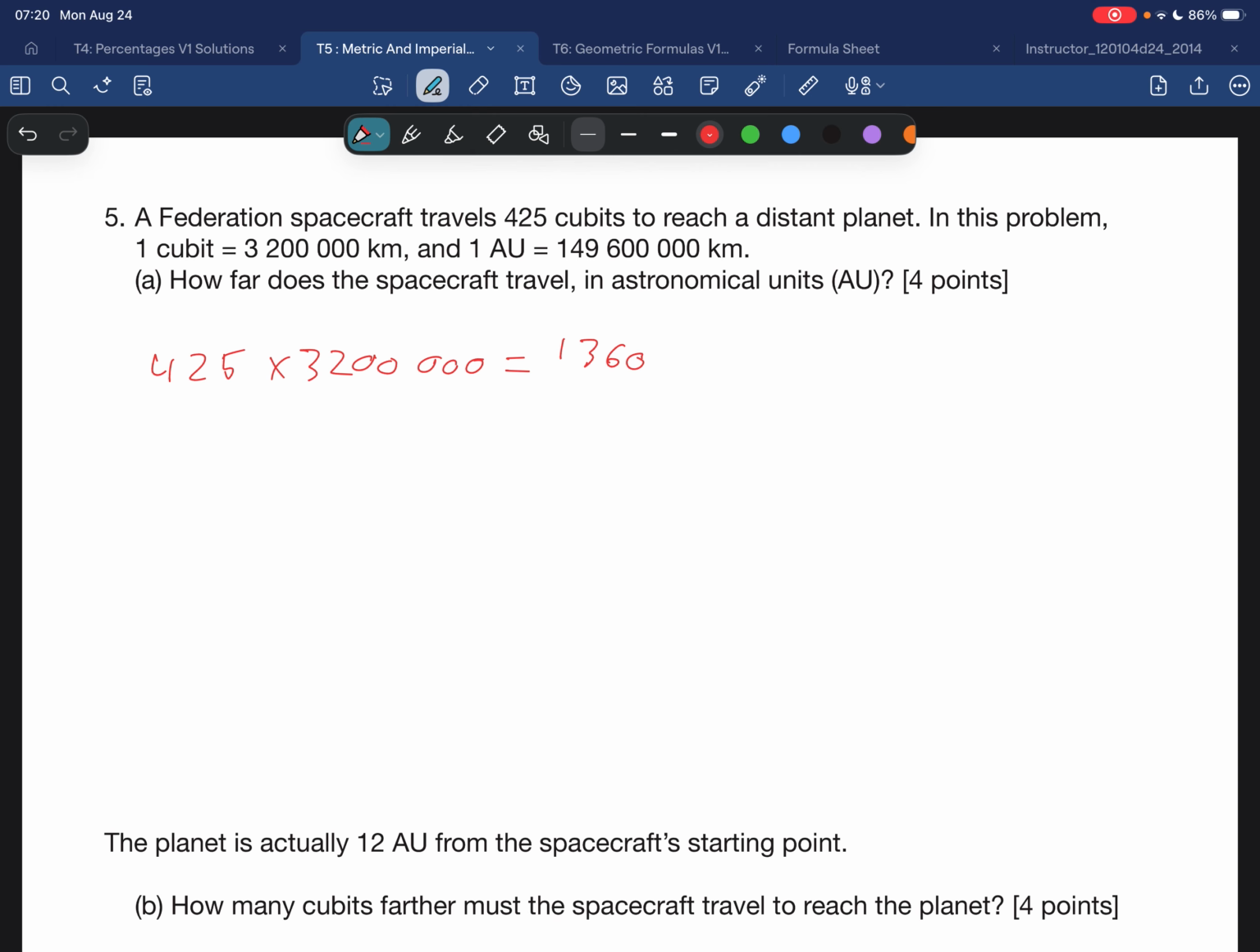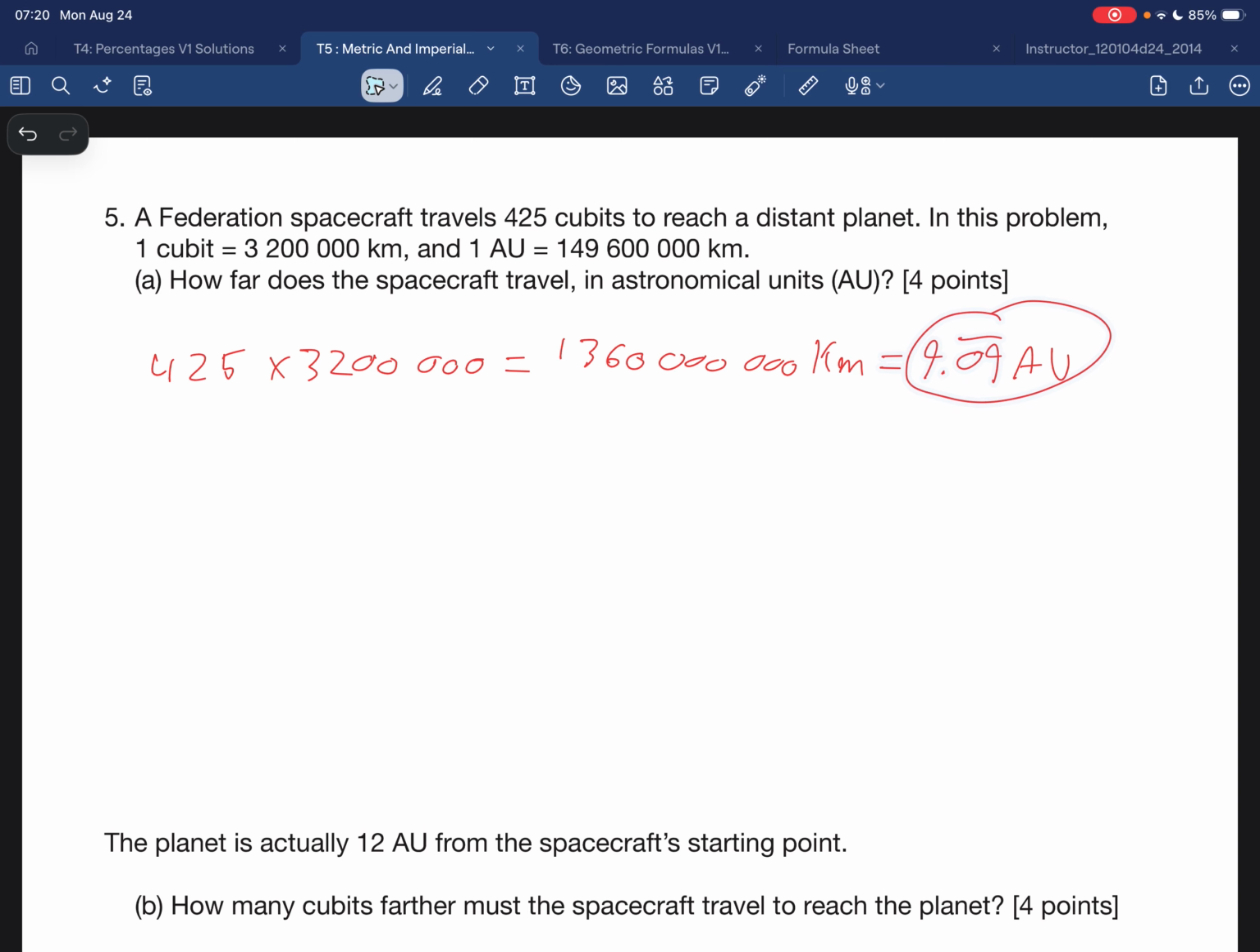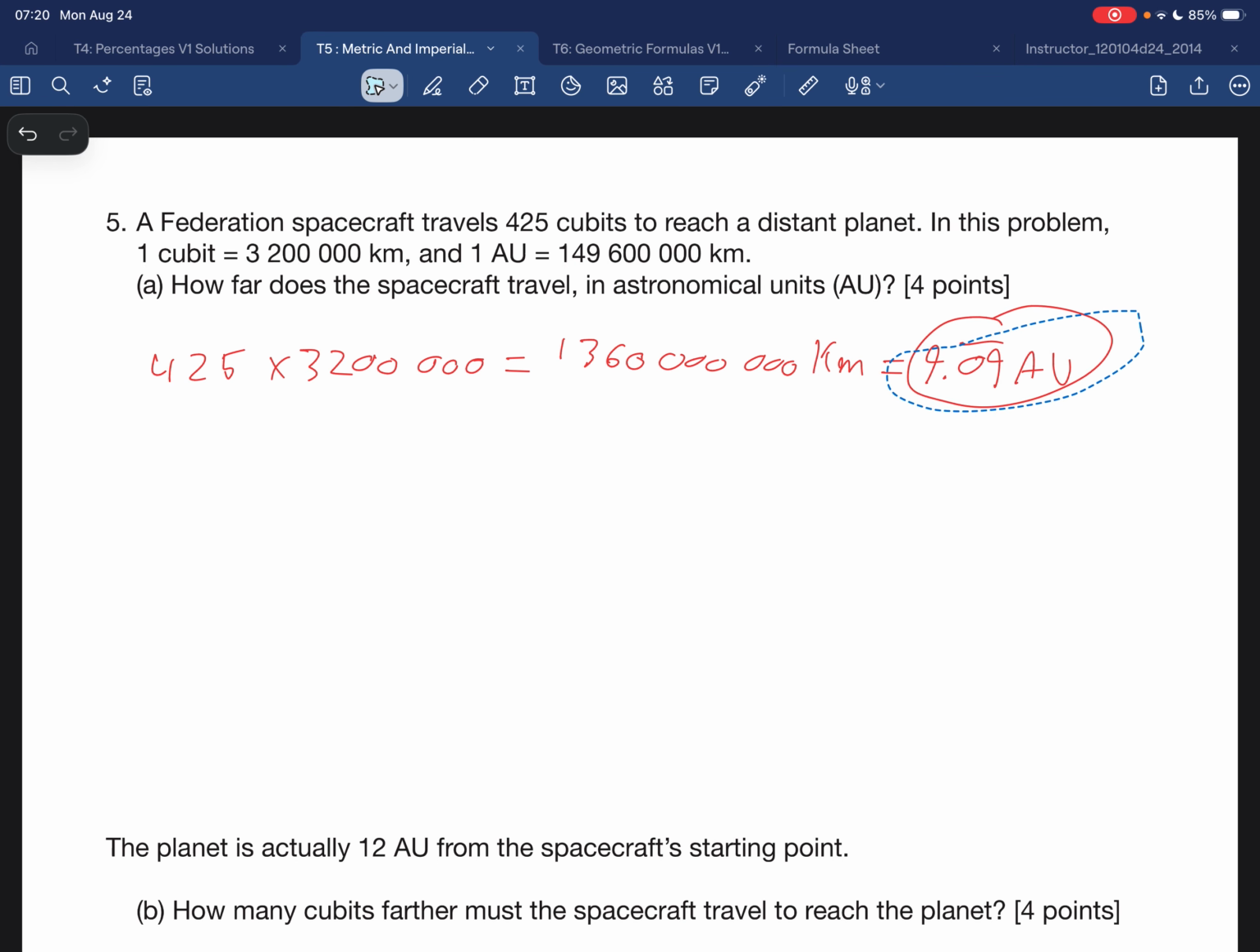1360. So yeah, 1,360,000,000 kilometers, which is going to get us 9.09 repeating AU, astronomical units. Oh, I should, oh no.